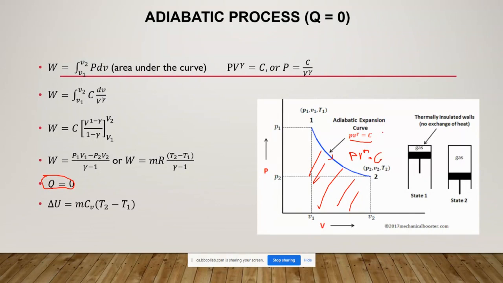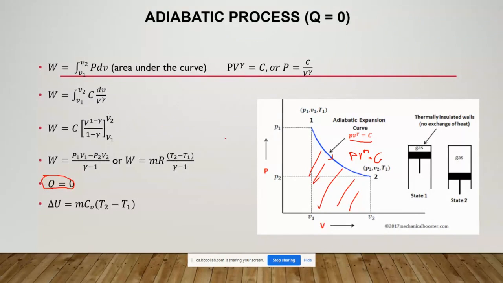So the difference between adiabatic expansion is gamma and n. So please, people, gamma is not equal to n. These are two different things. Yes, so I think that should be all.